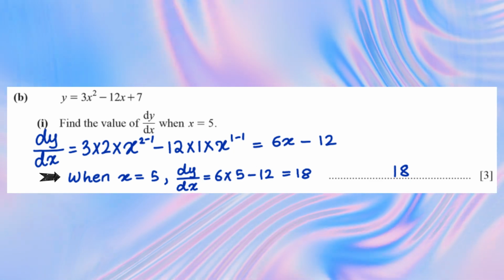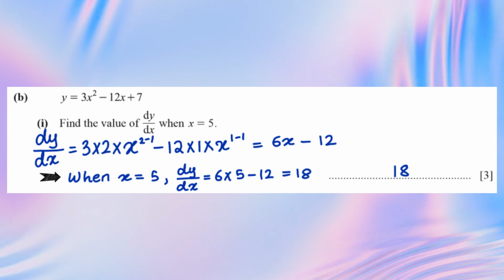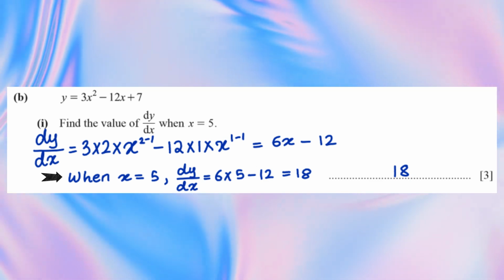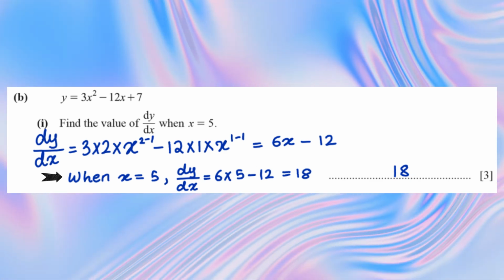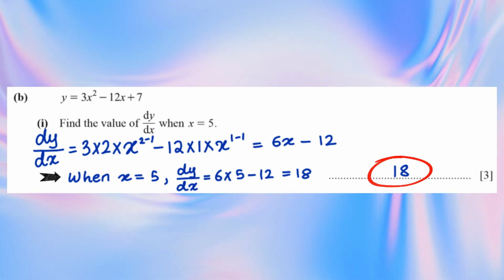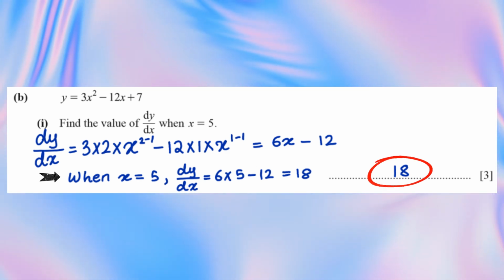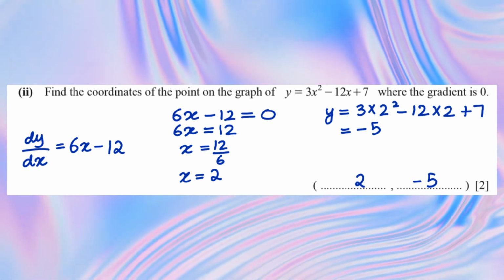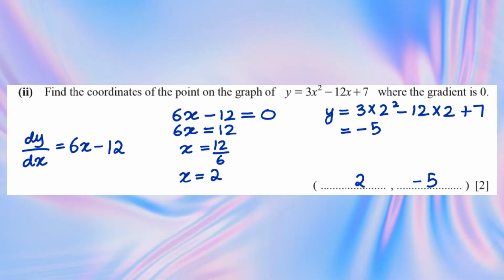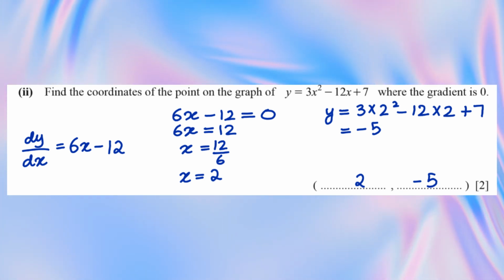Now, we have to find the value of dy by dx when x equals 5. So, we substitute 5 into dy by dx and get 6 times 5 minus 12. Simplifying, we get 18. Therefore, when x equals 5, dy by dx equals 18, which is our answer for part 1 of part B. Now to solve for part 2 of part B. It says to find the coordinates of the point on the graph of y equals 3x squared minus 12x plus 7 where the gradient is 0.